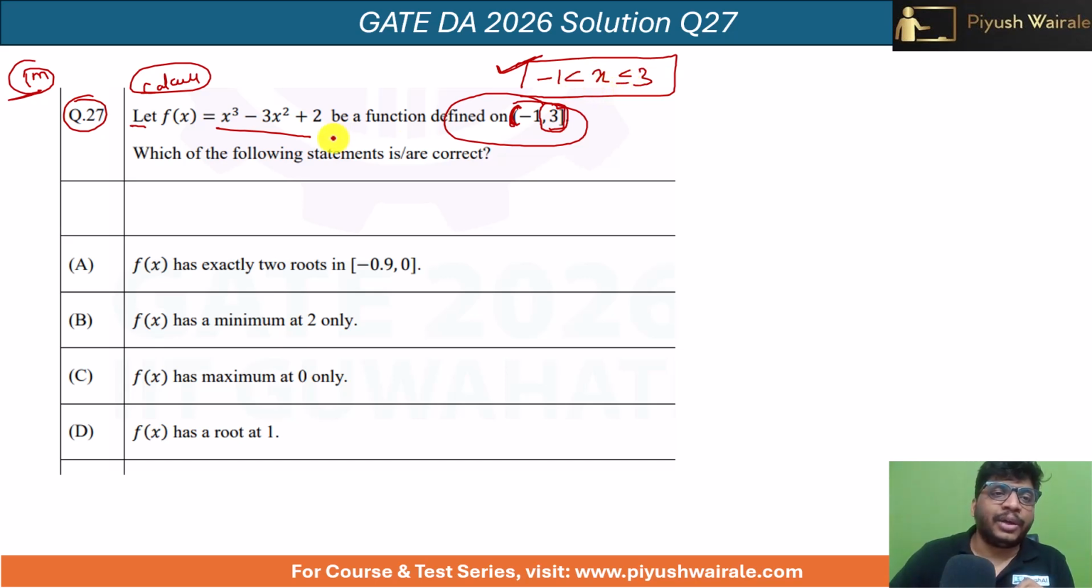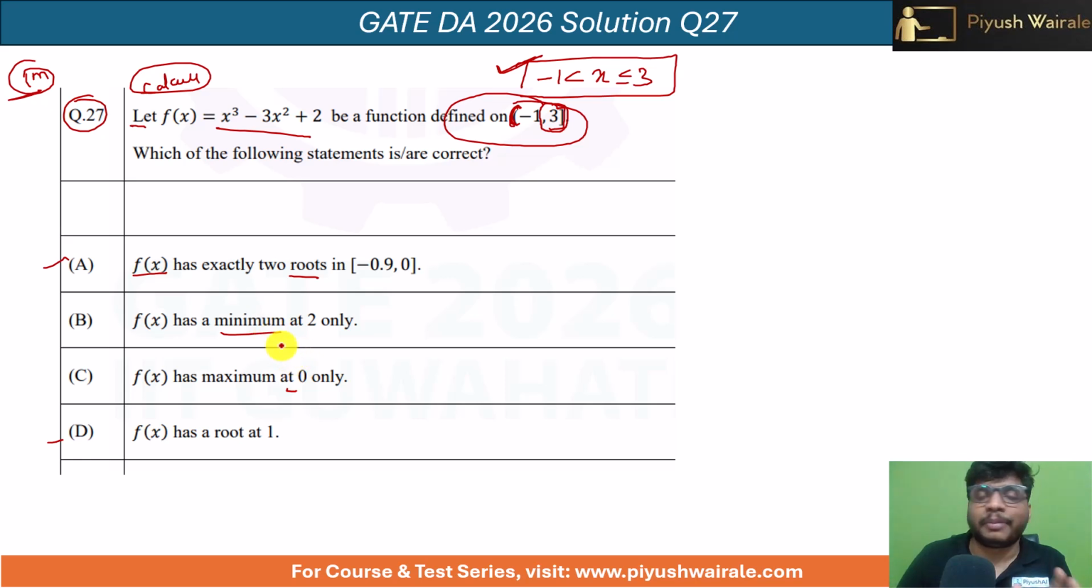Now which of the following statements are correct? Here we have 4 options. A: f of x has exactly 2 roots. B: f of x has a minimum at 2 only. C: f of x has a maximum at 0 only. D: f of x has a root at 1. So options A and D deal with the roots of f of x. Options B and C deal with the maxima and minima.